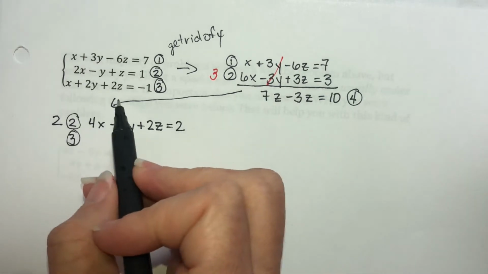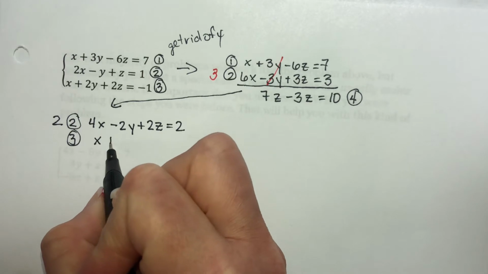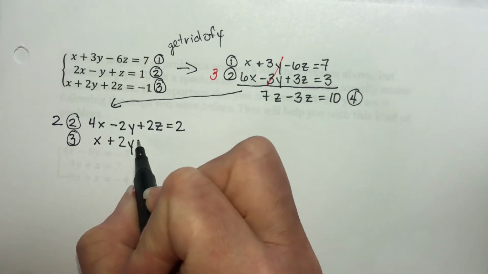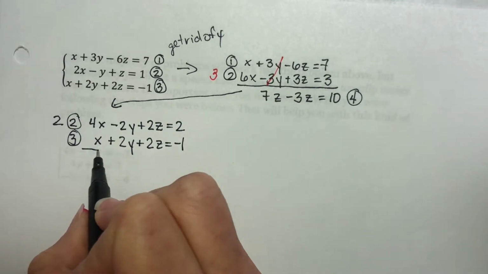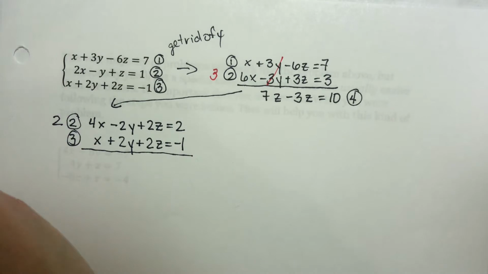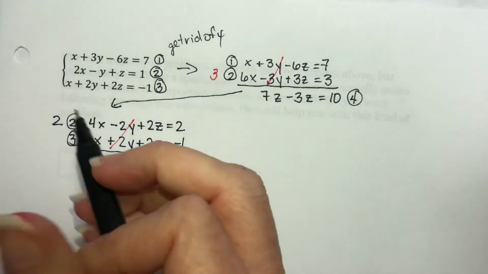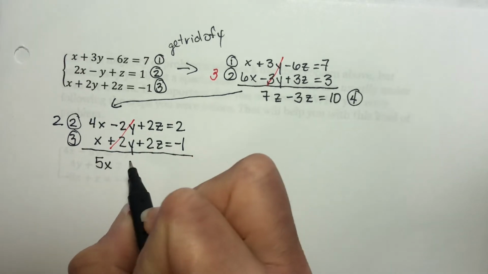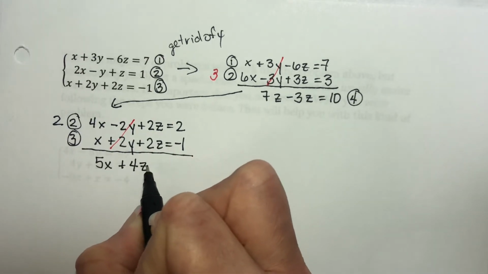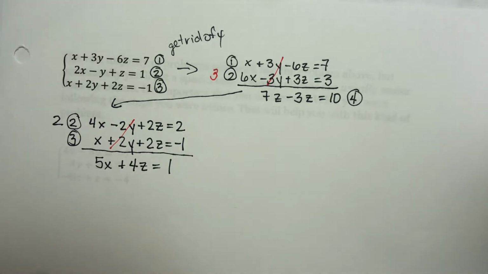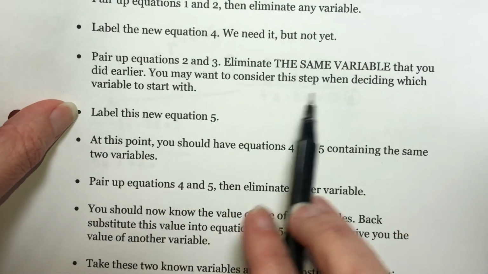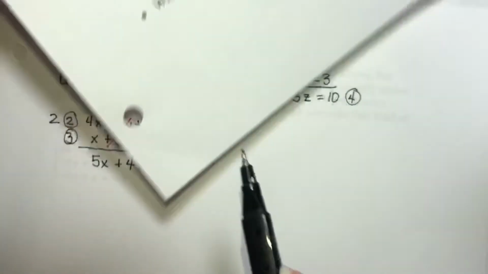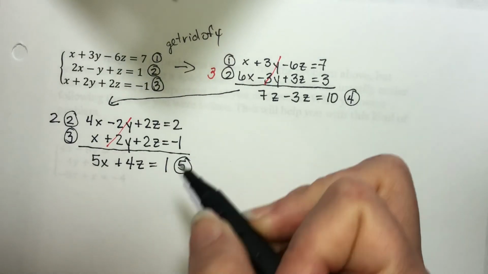Okay, now recopy this one. Again, being super careful about copying everything down correctly. Okay, now the y's cancel out the way we want them to, and I get 5x plus 4z is equal to positive 1. Okay, so we've done this step. Now we're going to label that 5. So this is my equation number 5.